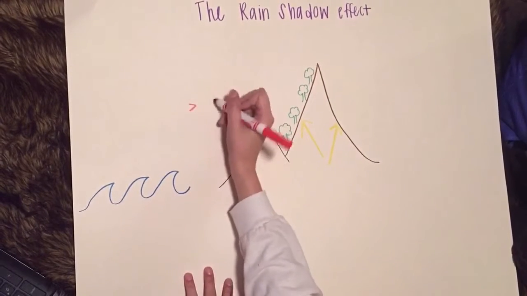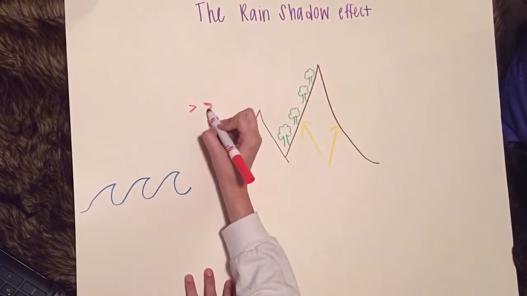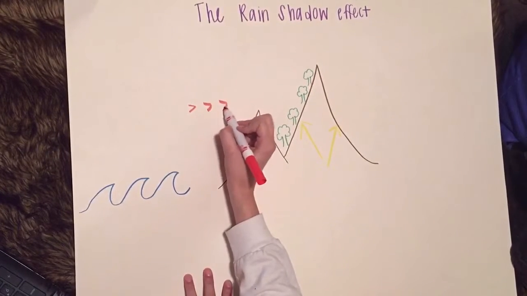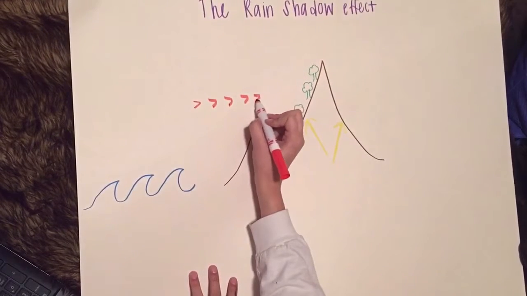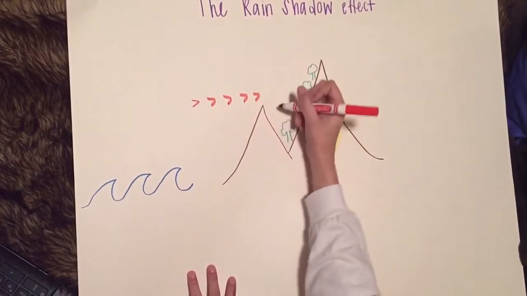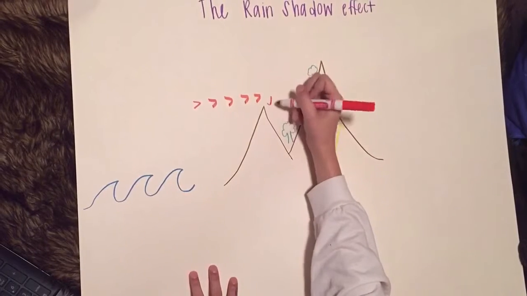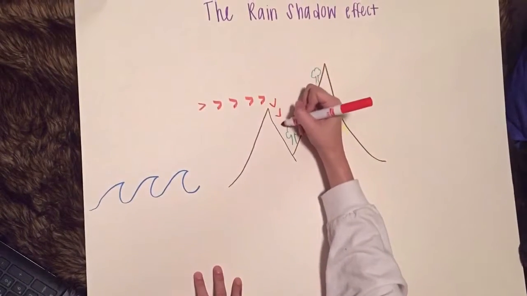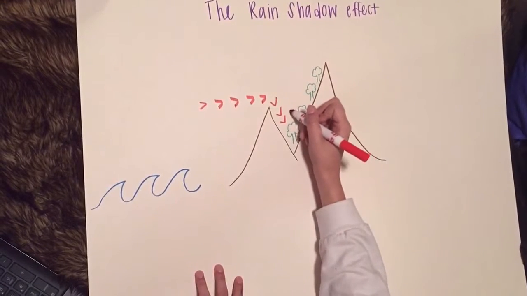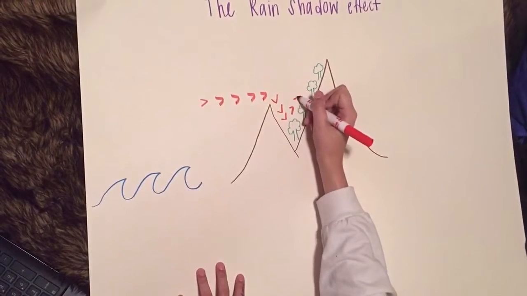Moisture-laden air is picked up over the ocean by the prevailing westerlies, which brings it inland, and that's what I'm drawing right here. The air heats up over the land, which allows it to pick up additional moisture. When the air hits the base of the mountain, it's forced upwards.